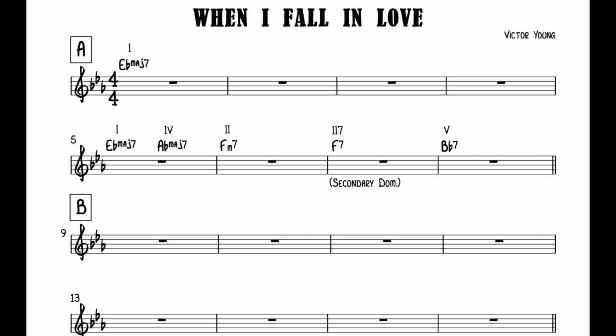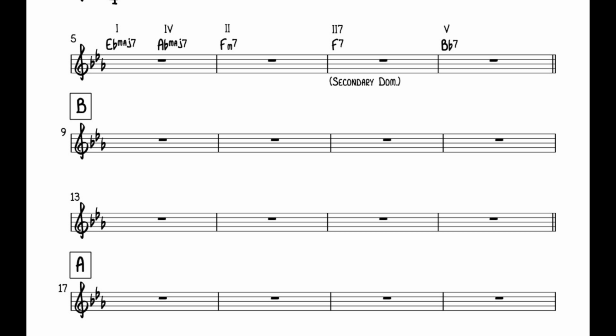The B section is effectively a long 1-4-3-6-2-5 progression. Let me explain. We begin on chord 1, E flat major 7, before then moving to chord 4, A flat major 7. Next, we move to chord 3, G minor 7, which takes us to chord 6, C minor 7. Then, as we'd expect, this takes us to chord 2, F minor 7.